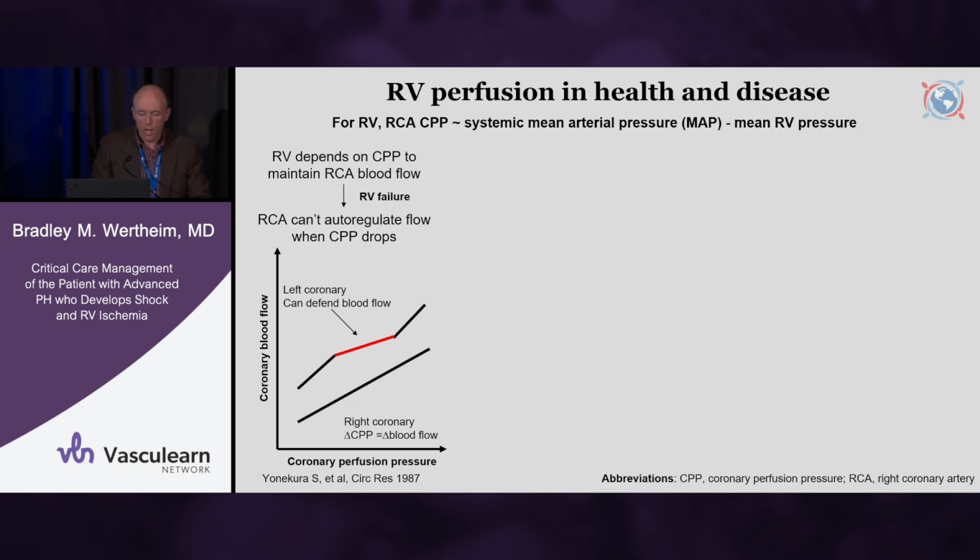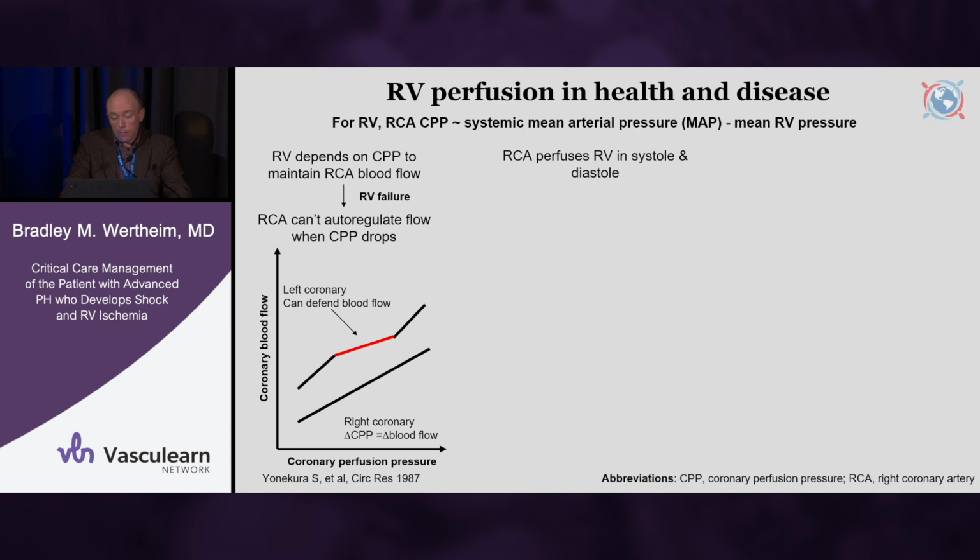diastolic contributions. But we can see that when you drop coronary perfusion pressure, the left coronary artery can defend blood flow through a variety of autoregulatory mechanisms. However, in the right coronary artery, which is supplying the right ventricle, a drop in perfusion pressure leads, by necessity, to a drop in coronary blood flow, and therefore can set the stage to develop RV ischemia and worsening systolic function. So we also know that in health, the right coronary artery perfuses the right heart in systole and diastole.